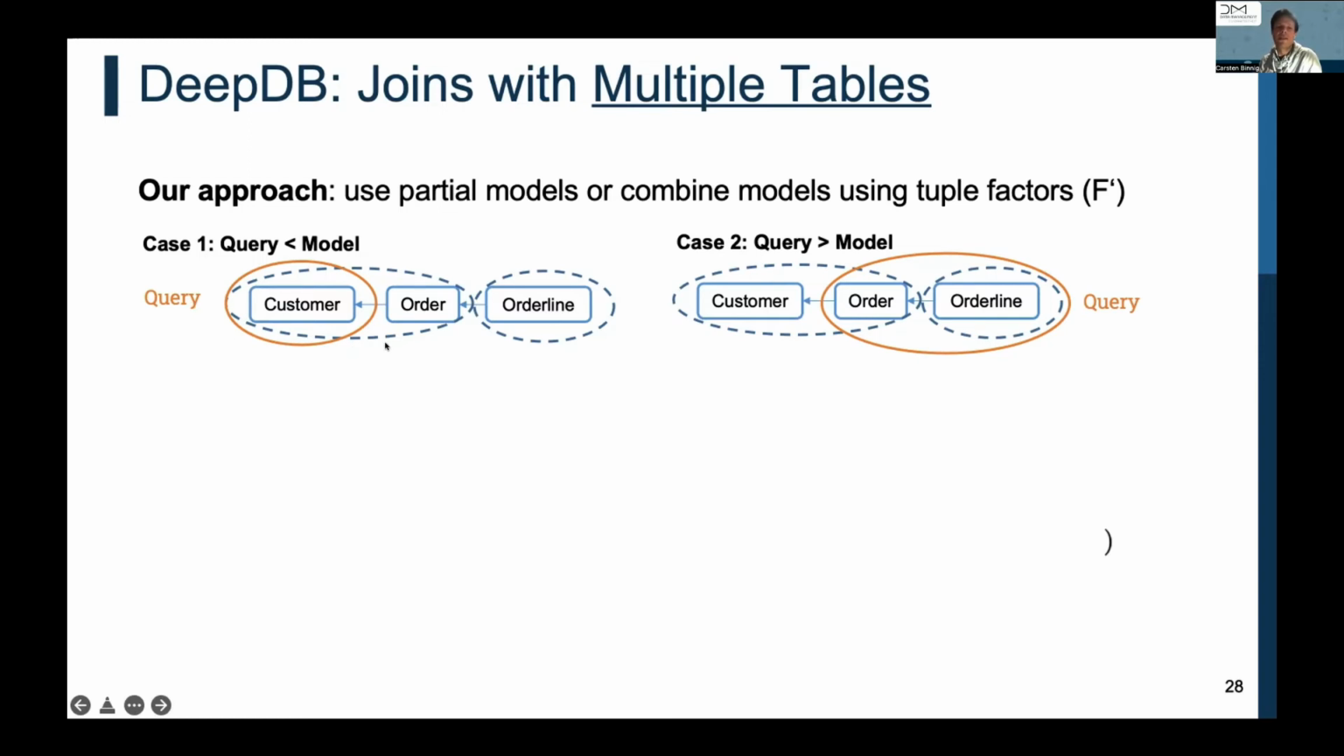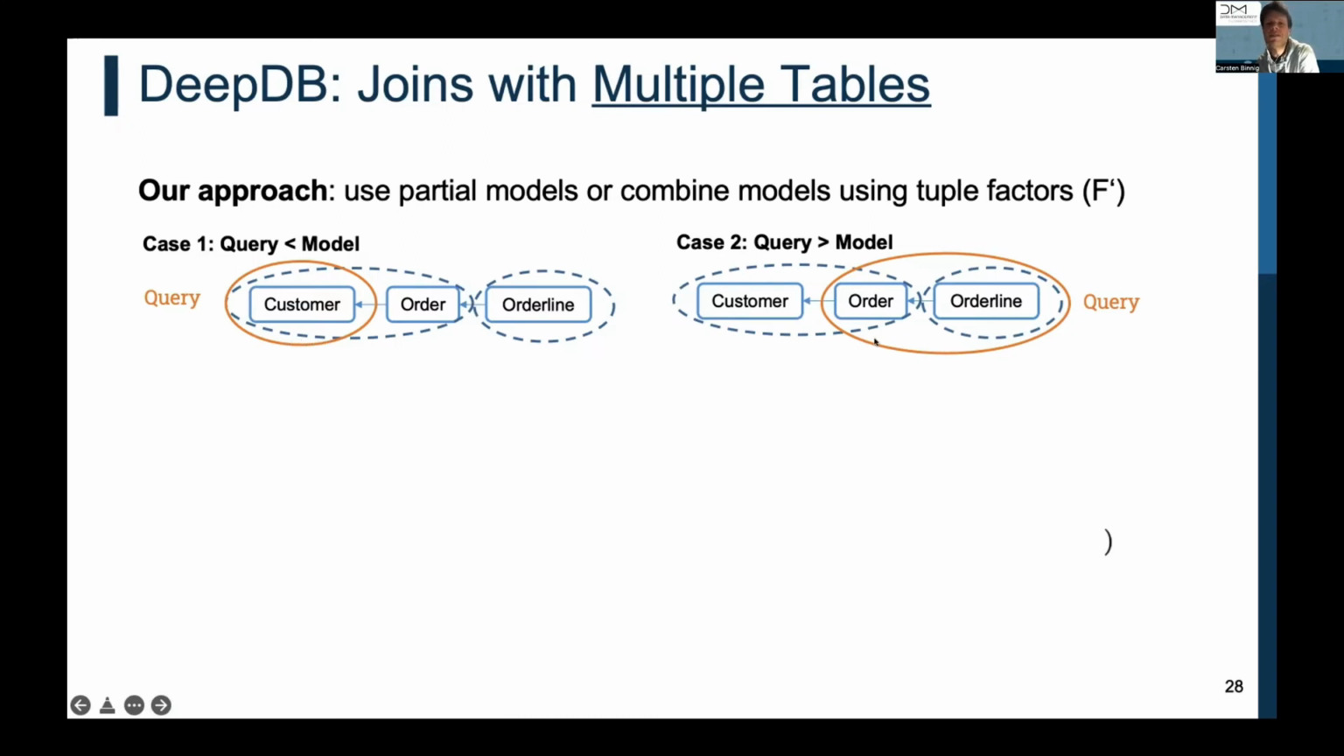So assume, for example, you have a database with three tables, and for these three tables, we learned two RSPNs, so one over customer and orders and one for order line. And there can be now two cases where we need to use tuple factors. So the first case is where the query is smaller than the model. So for example, here if we learn the customer and order RSPN, and we just want to know cardinalities for the customer table. So if you have a query that is smaller than the model, we would need to readjust the output of a model. And therefore, we would also need the tuple factors.